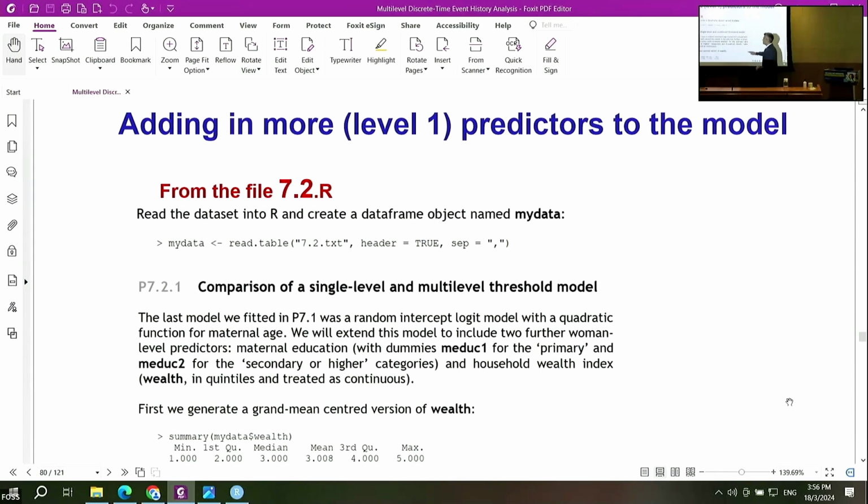Okay. So there are two ways of adding model complexity. We're adding more explanatory variables like mother's education, and then that's a simple random intercepts model. And then we can allow for mother's education, the slope, to vary between communities. So to estimate a random slope or random coefficient for mother's education.